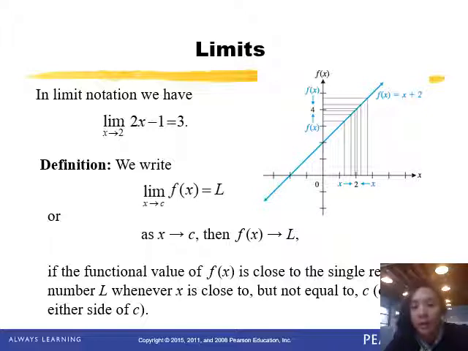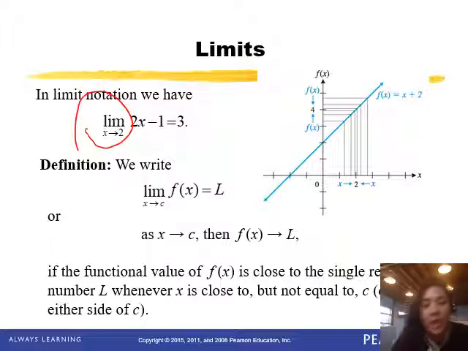As we move along, when we talk about limits, you can see here this is the limit as x approaches 2. That is how you read that particular notation for the function 2x minus 1 equals 3. Sorry, the limit as x approaches 2 of 2x minus 1, that limit is 3. Okay, that is the limit notation. That is how we write it.